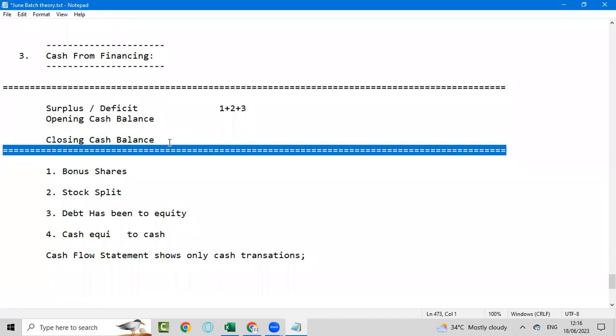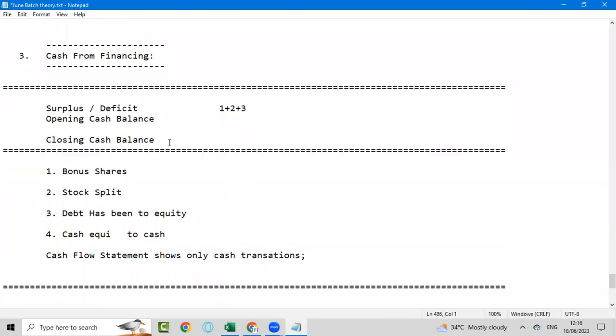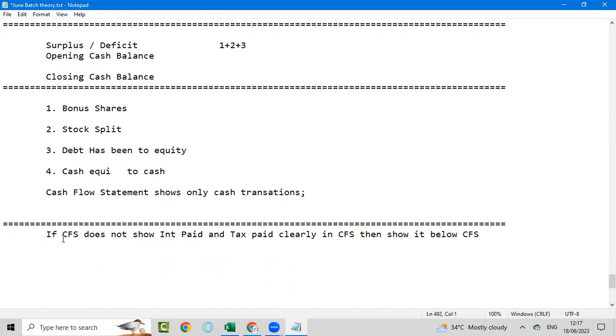Now, one more thing about the cash flow statement. If the cash flow statement does not show interest paid and tax paid clearly, then show them below the cash flow statement. What am I saying? If it fails to show interest paid and tax paid clearly, then show interest paid and tax paid clearly below the cash flow statement.